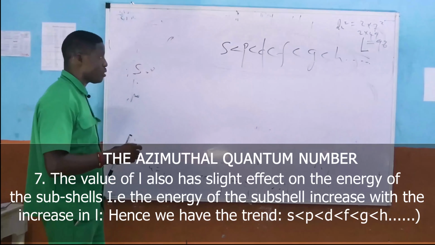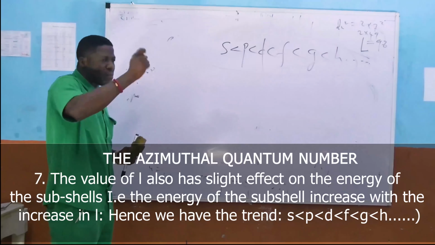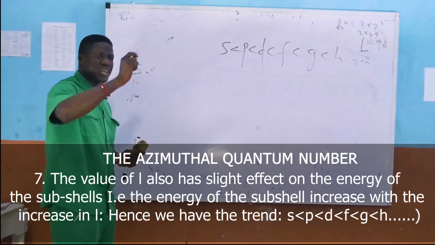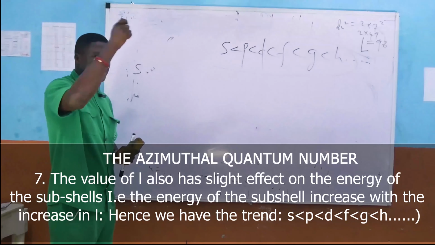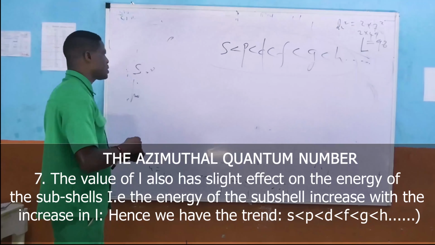Have that established at the back of your mind, and don't confuse it with the energy possessed by the electron in the atomic orbital. It is the principal quantum number that does that. But as far as the energy of the subshell is concerned, it is the azimuthal quantum number.